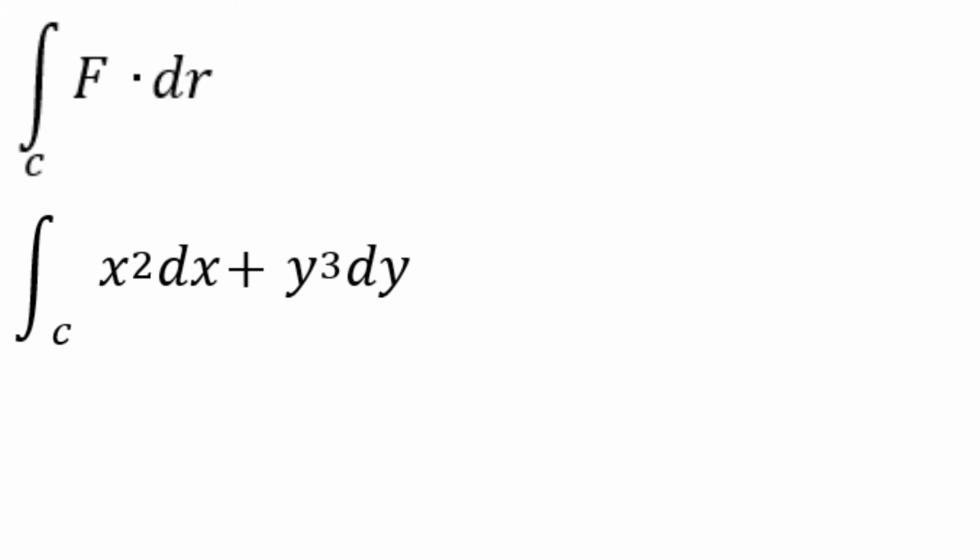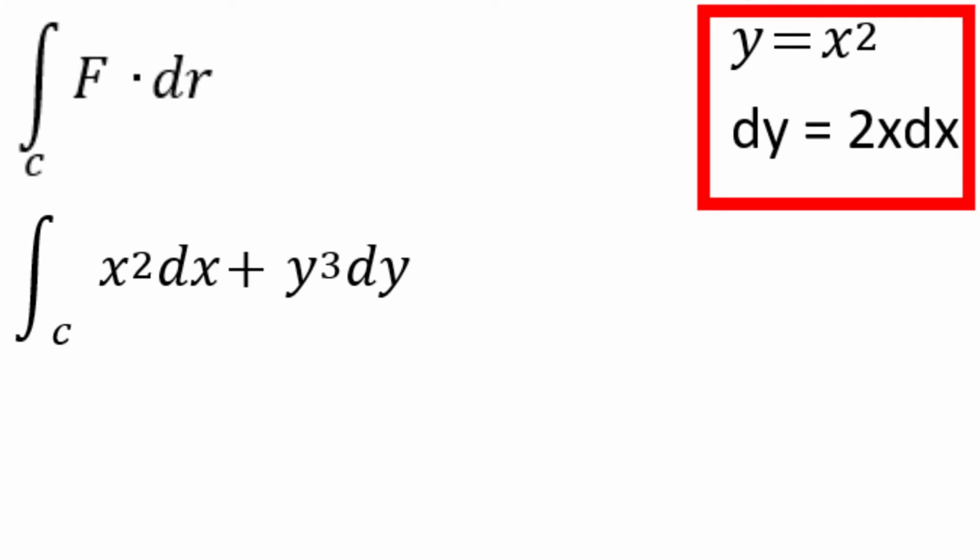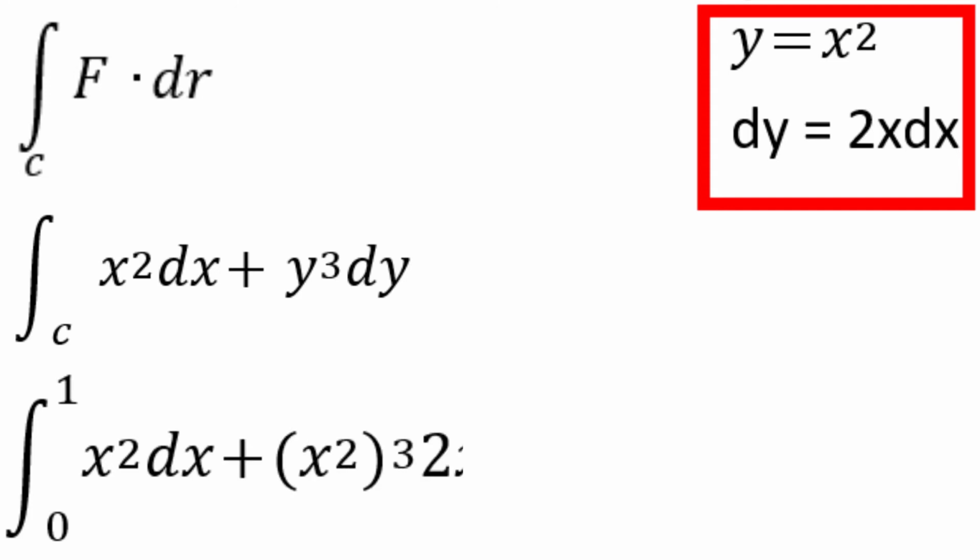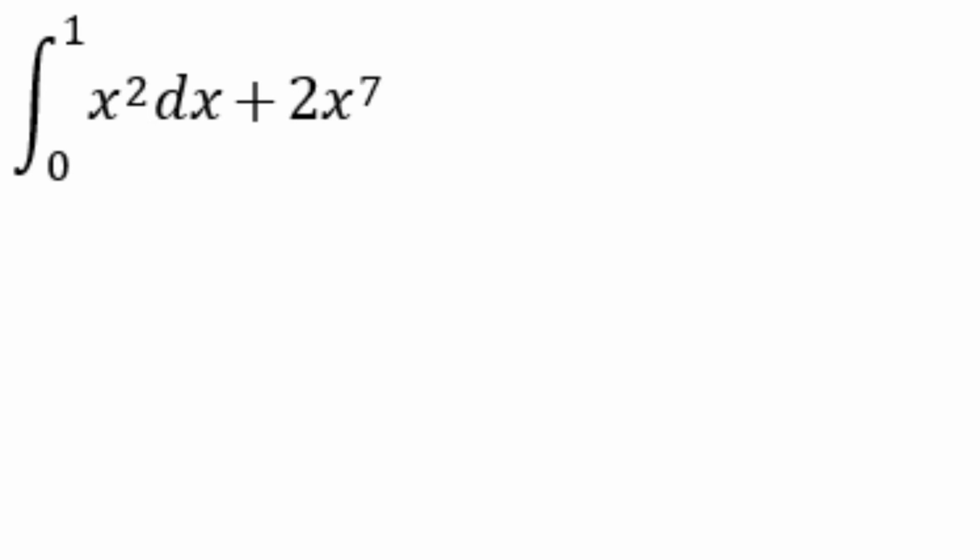From the given formula, y equals x squared. By the derivative of y, dy equals 2x dx. We need to substitute the value of y equals x squared into the integration. Then we get x squared dx plus, substituting the value of y, x squared raised to the cube, times 2x dx. From 0 to 1, the integration equals x squared dx plus 2x raised to 7 dx. And now we have a single variable and limits.